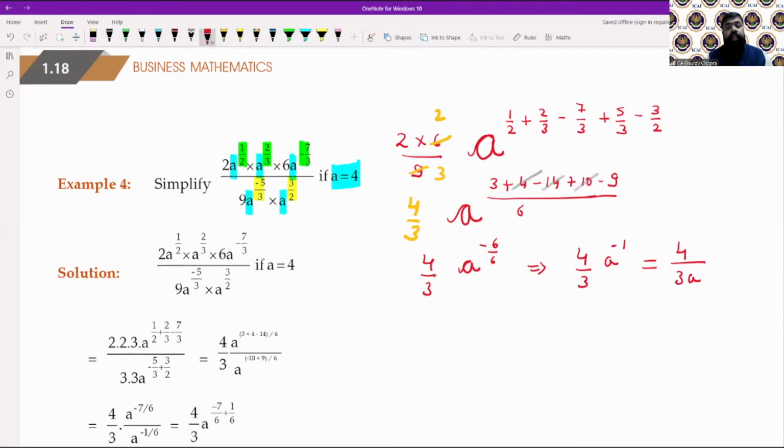Now the value of a is 4. So let us substitute the value of a. And now we are getting the final result as 1 by 3. Yes. So 1 by 3 is the answer and Ritu has given the correct answer. That's great.